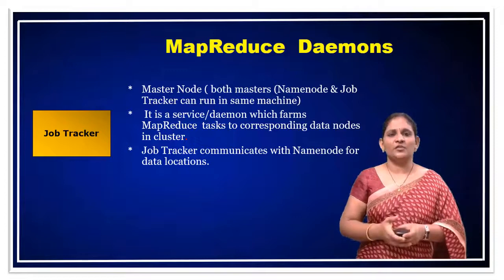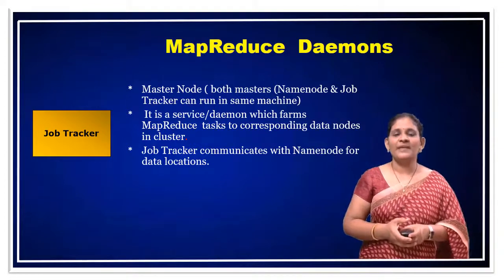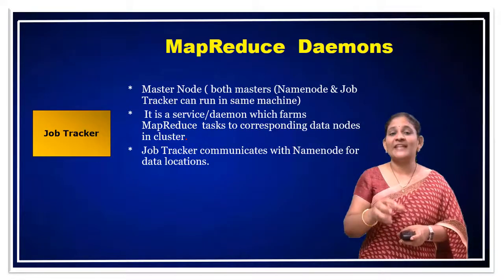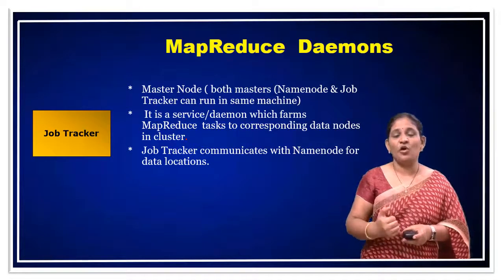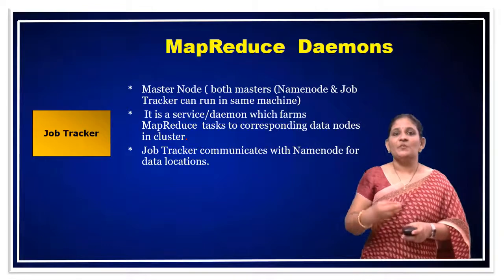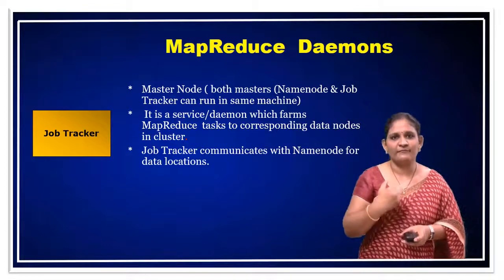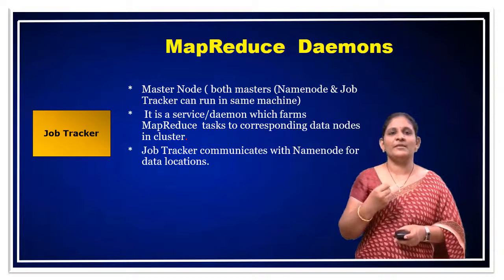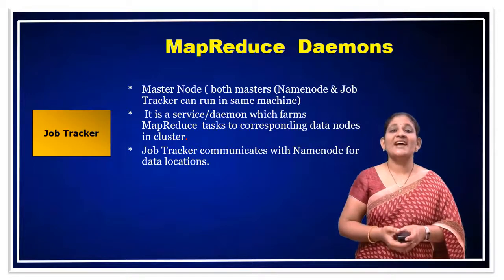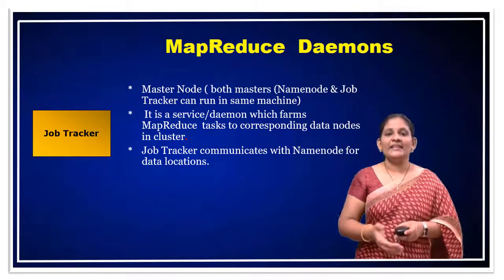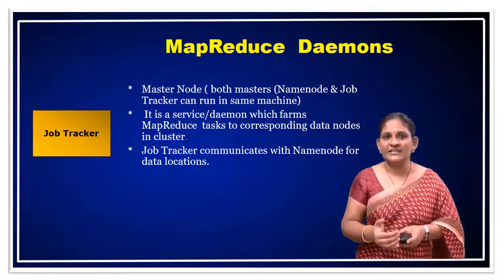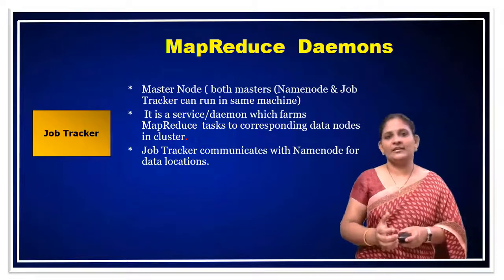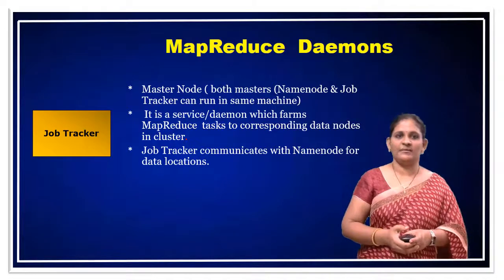Once it gets the data locations, now the job tracker will send this code to all the data nodes where the actual data is residing, to all the slave nodes. Once that code is reached to the slave nodes, one more program will be running. That program is called the task tracker. In the slave machines, along with the data node, task tracker will also be running. Data node as well as task tracker will be running.